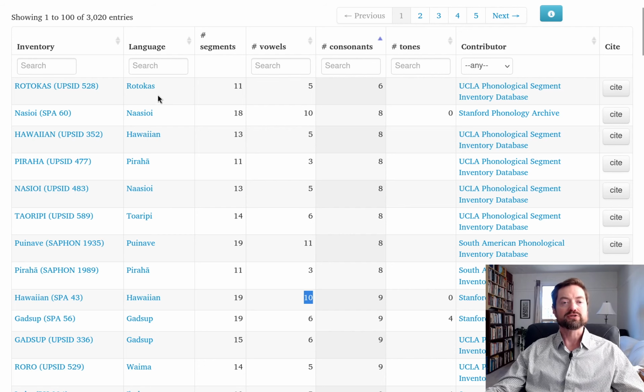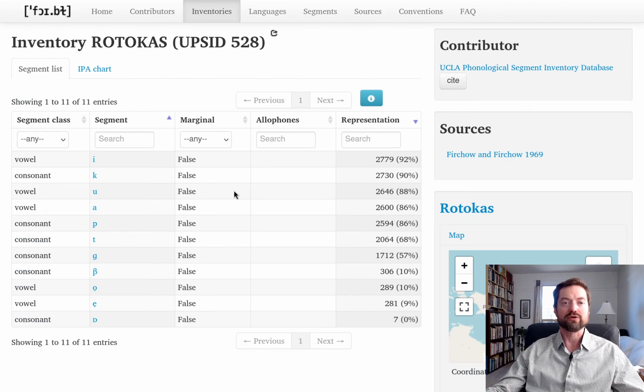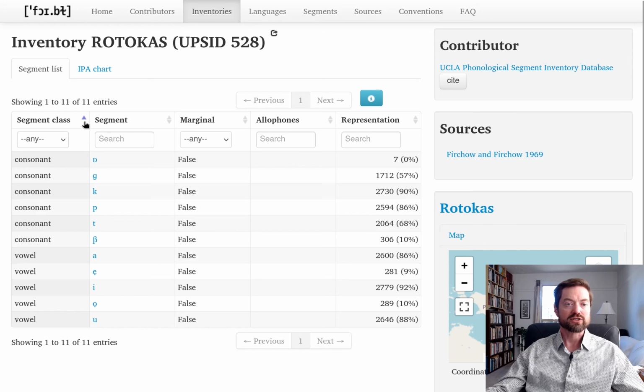But when it comes to the prize, there are 2. There is Rotokas and there is Piraha. So let's take a look at these languages and what they're doing. So here is Rotokas. We can get the full list right here. Let's sort consonants and vowels separately.